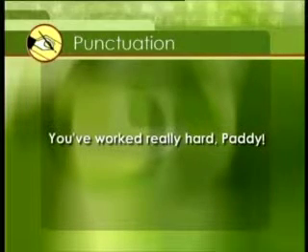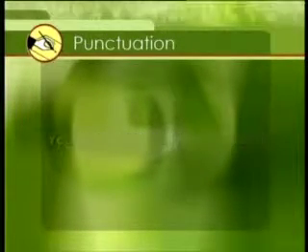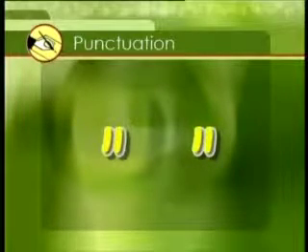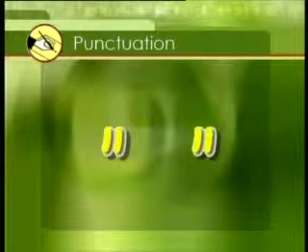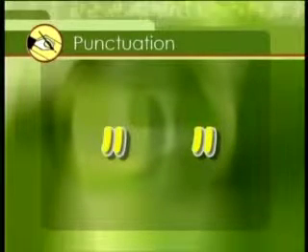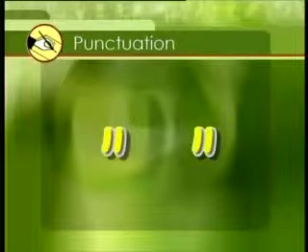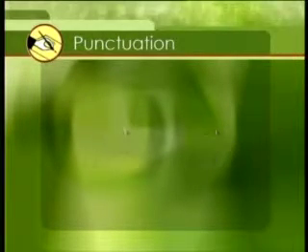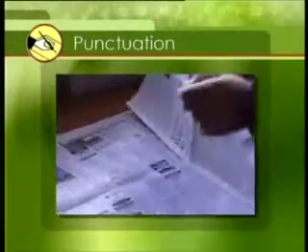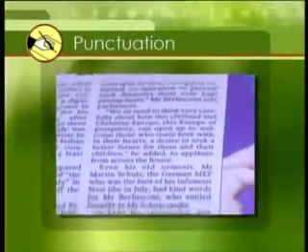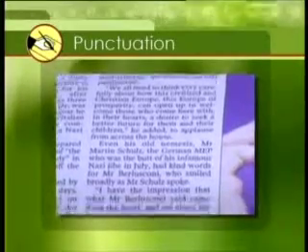Other marks we use in punctuation are called speech marks or quotation marks. They look like this. You use speech marks to write out or quote exactly what a person has said. Speech marks are made by drawing two small lines to begin and end the sentence. In books and newspapers, you'll see speech marks to show when someone's being quoted directly on what they've said. Let's look at an example.